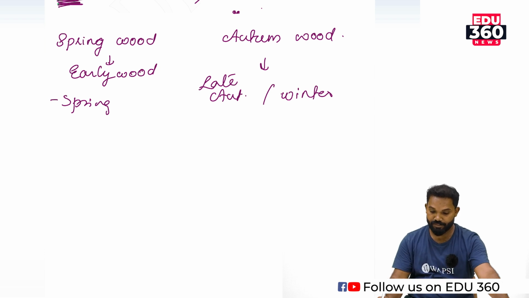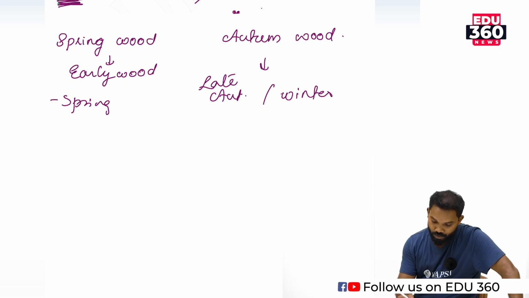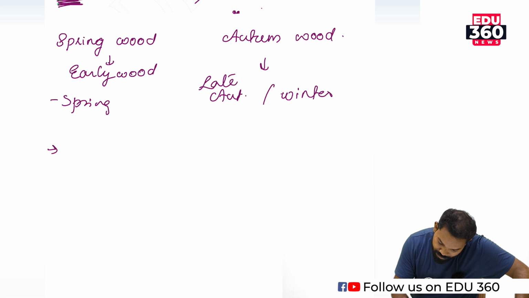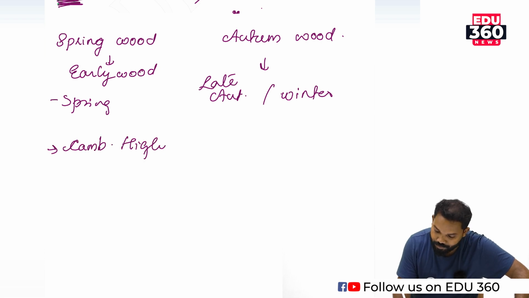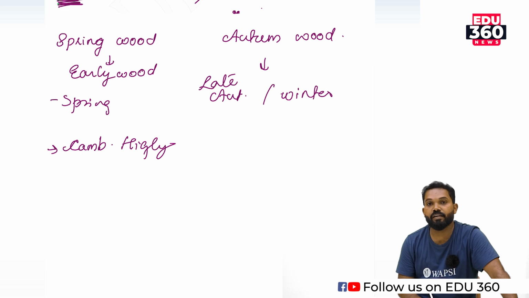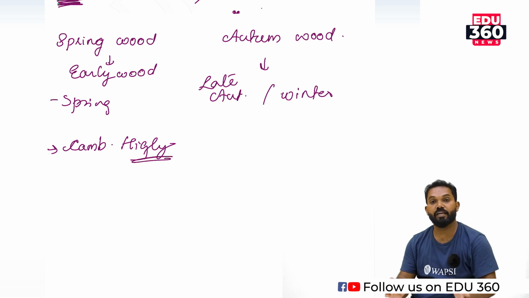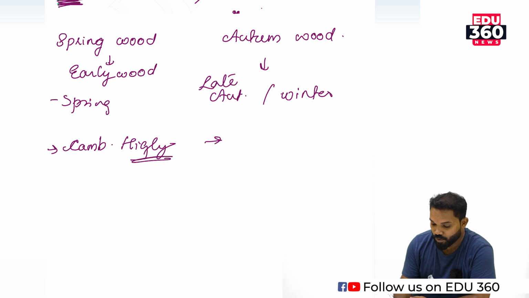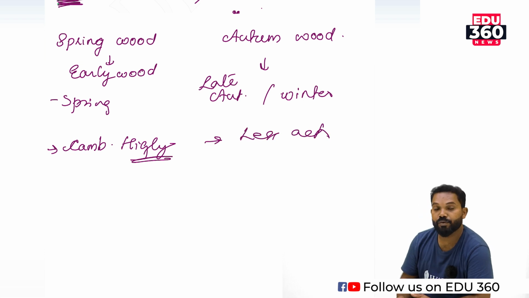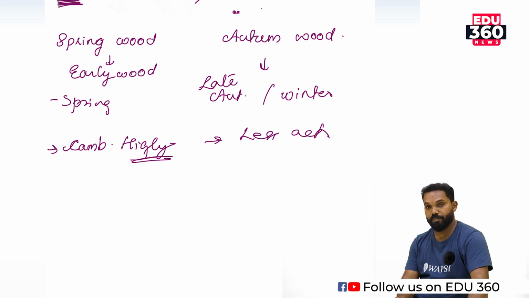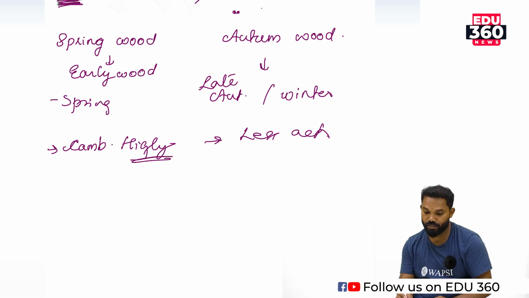Then what are the characteristics? Why are these types of woods formed? That means during the spring season, cambium is highly active. These are the seasonal activities of cambium. During the autumn or winter season, cambium is less active. So the activity of the cambium is affected by the outer seasonal variation.